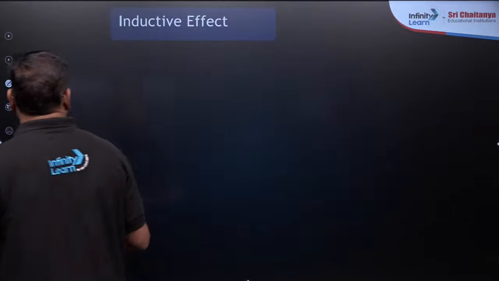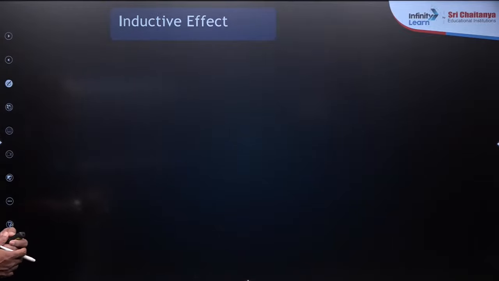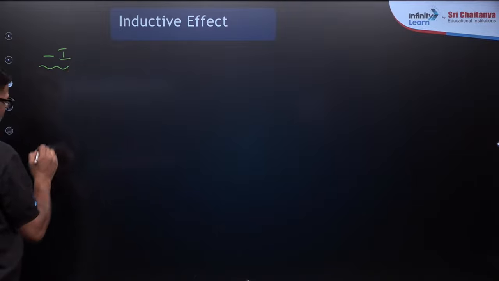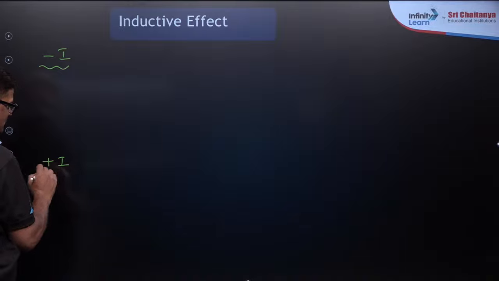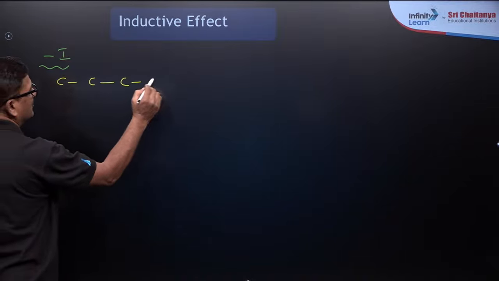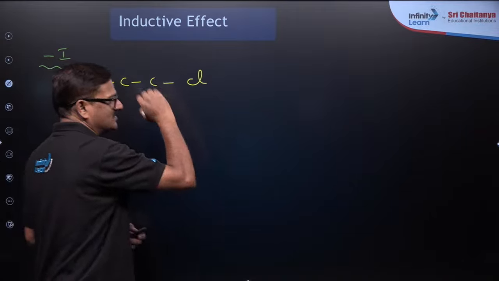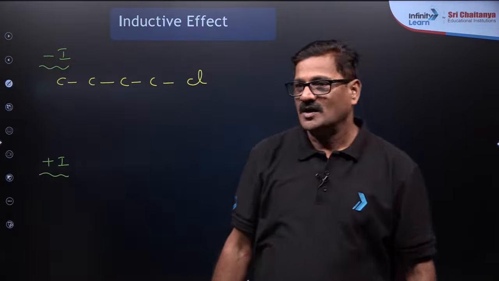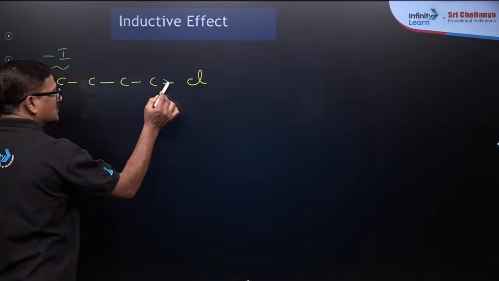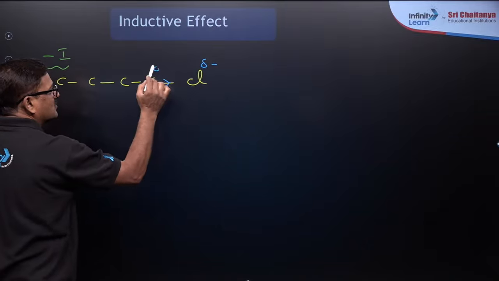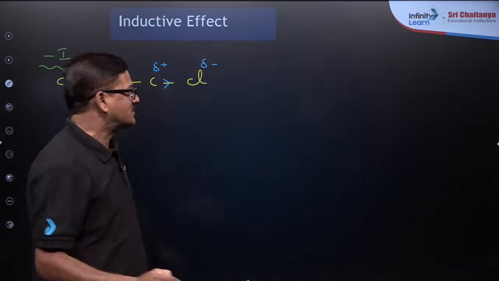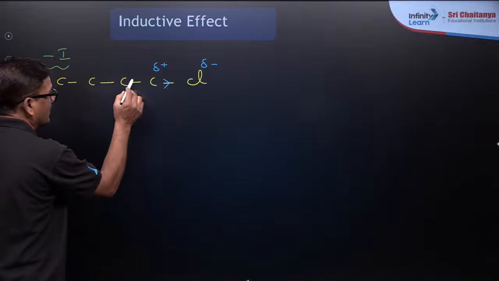Okay, that is seen by using inductive effect, which is of two types, negative inductive effect and positive inductive effect. Let us say carbon and carbon and carbon, carbon, carbon, and a chlorine is attached. Now you can see this chlorine is more electronegative than this carbon, so the electron is moved here. So partial negative charge and partial positive charge. You see only and only the sigma bond is operated.